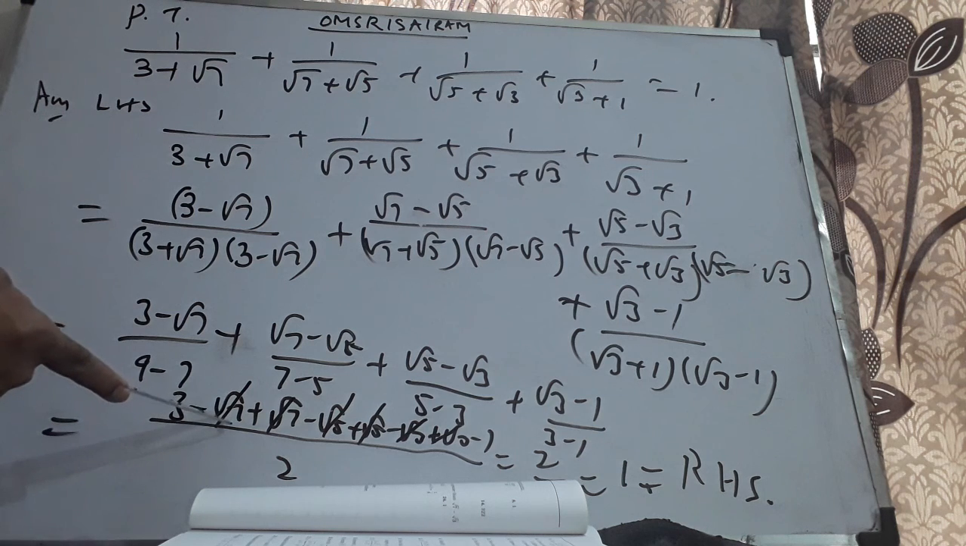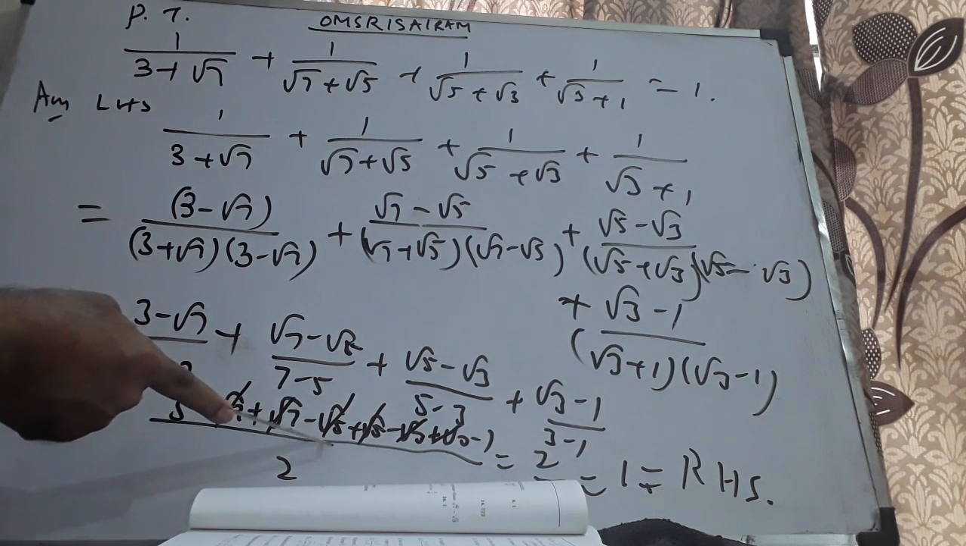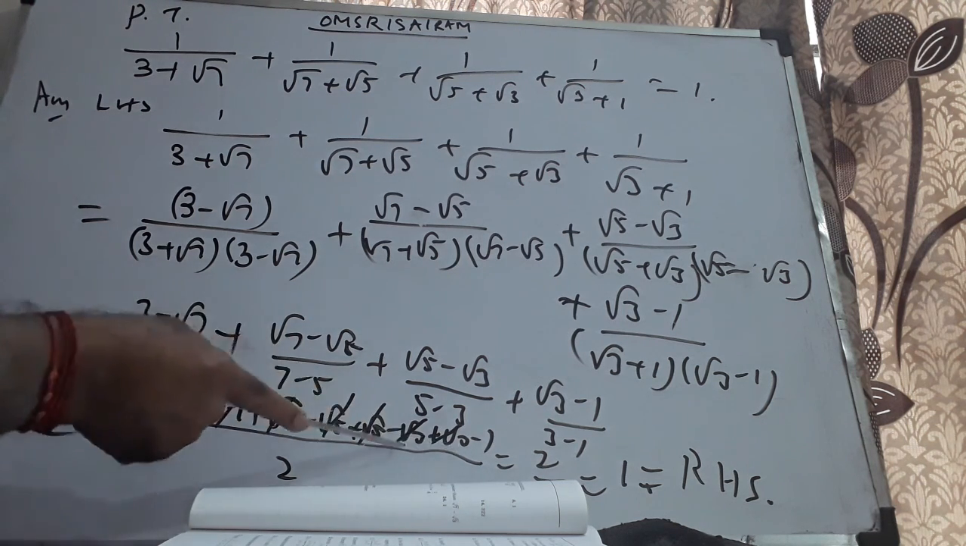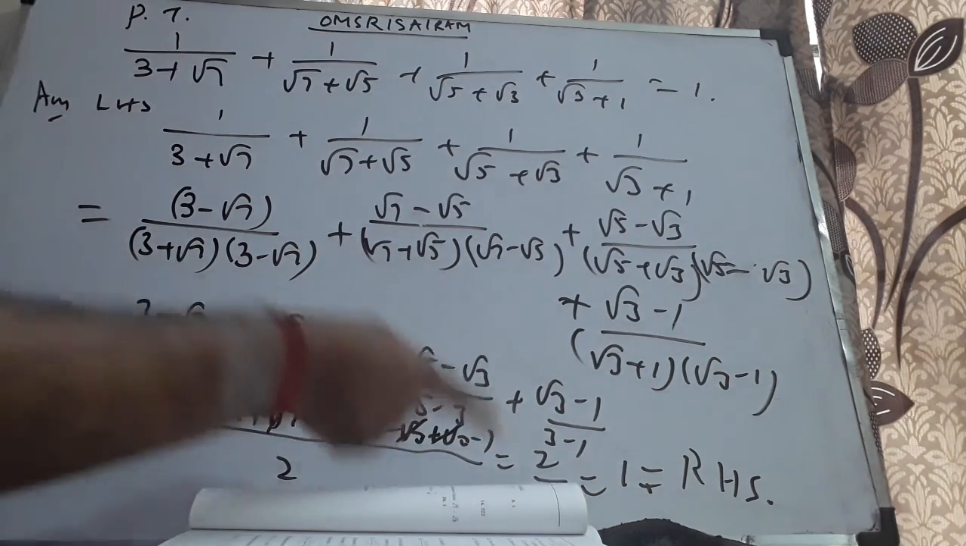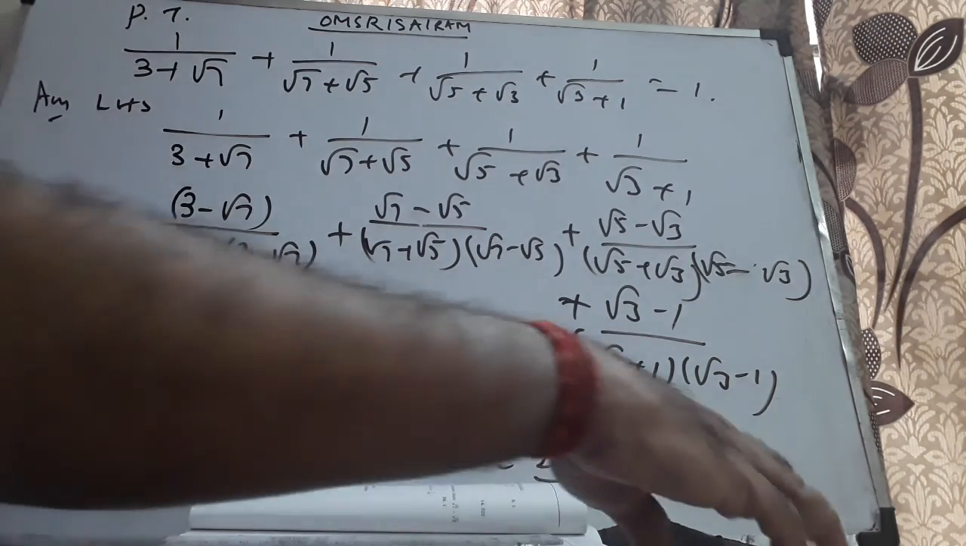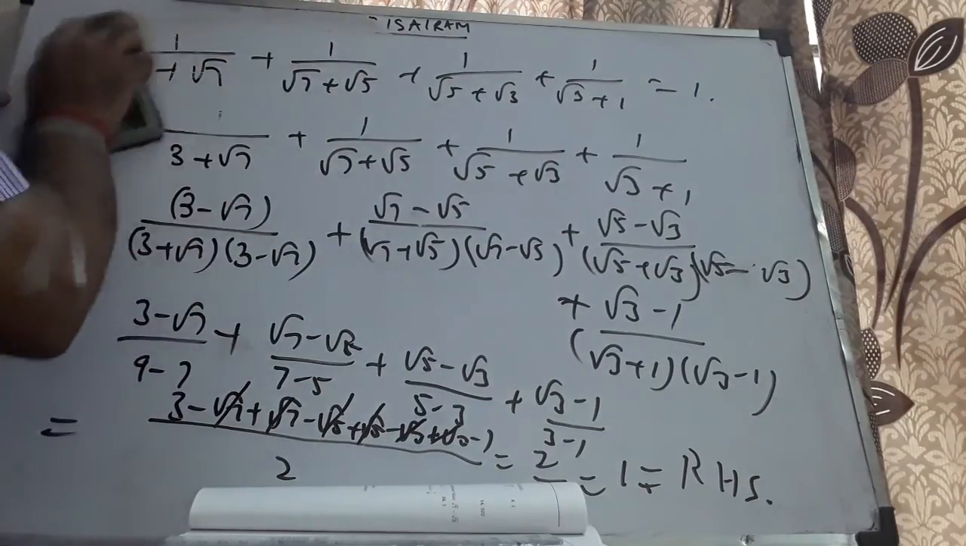And for 3 minus root 7 plus root 7 minus root 5 plus root 5 minus root 3 plus root 3 minus 1, root 7 minus root 7 gets cancelled. Root 5 minus root 5 gets cancelled. Root 3 minus root 3 gets cancelled. 3 minus 1 gets reduced to 2. 2 by 2 is reduced to 1 automatically.